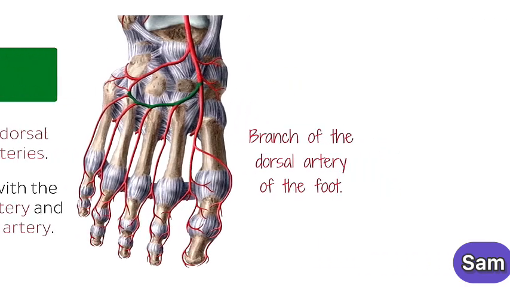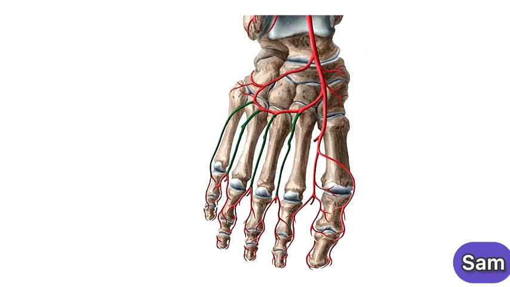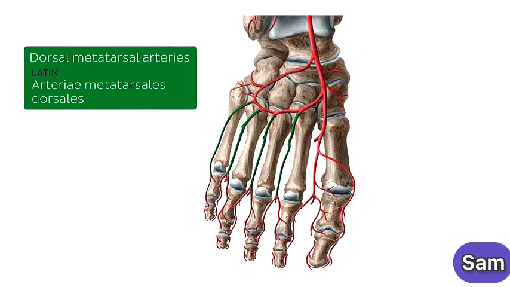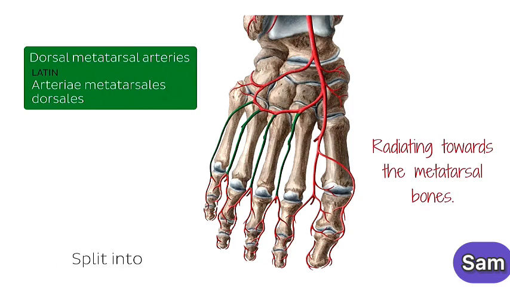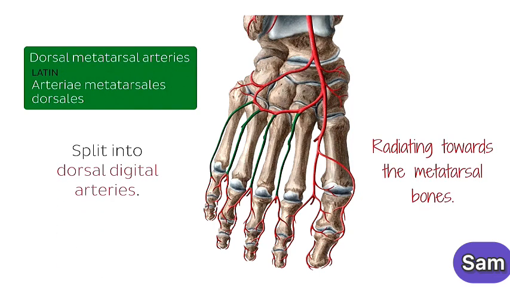I mentioned before these arteries that we're now highlighting, these are known as the dorsal metatarsal arteries. They are radiating from the arcuate artery towards the metatarsal bones, and distally they each split into dorsal digital arteries that supply the toes with arterial blood.